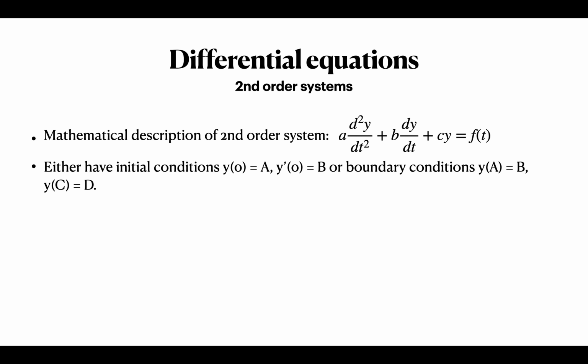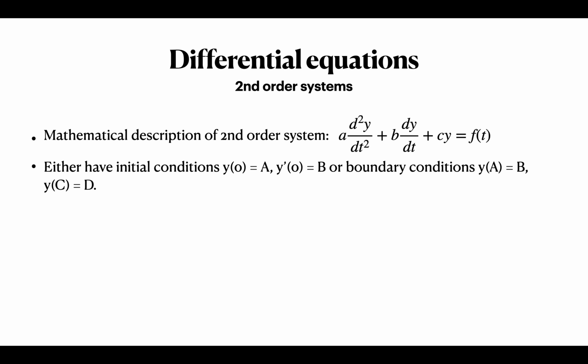Now, you can either specify the two conditions at a single point, and then you have what's called an initial value problem. And with initial conditions, for instance, y at 0 is equal to a, and y prime of 0 is equal to b. Now, hopefully you're familiar with that notation. y prime or y dot denotes the first derivative. So y prime at 0 means dy/dt evaluated at t equal to 0. So you can either have that system, which is called an initial value problem with two initial conditions, or you can have what are called boundary conditions, and then you have what's called a boundary value problem.